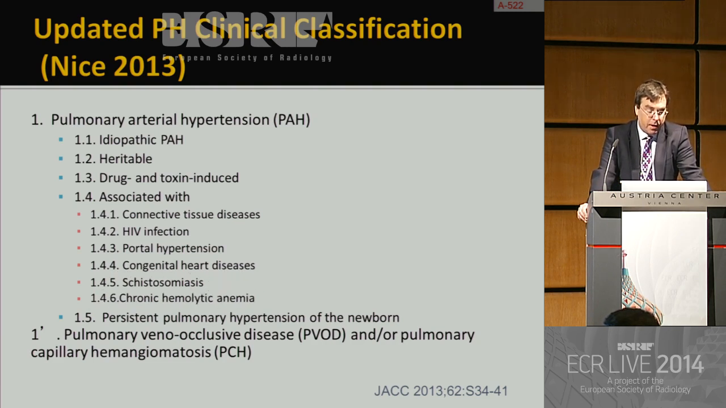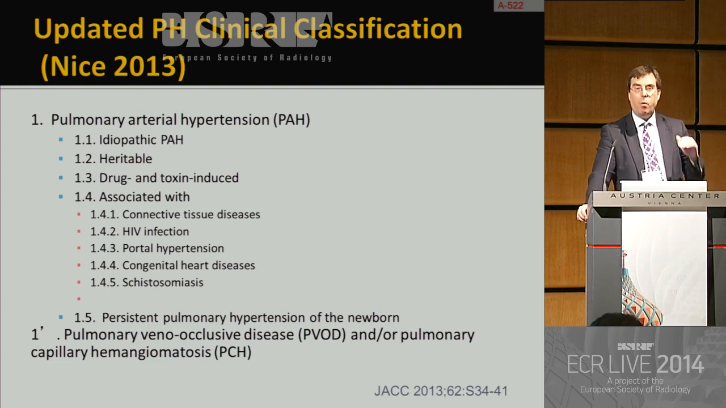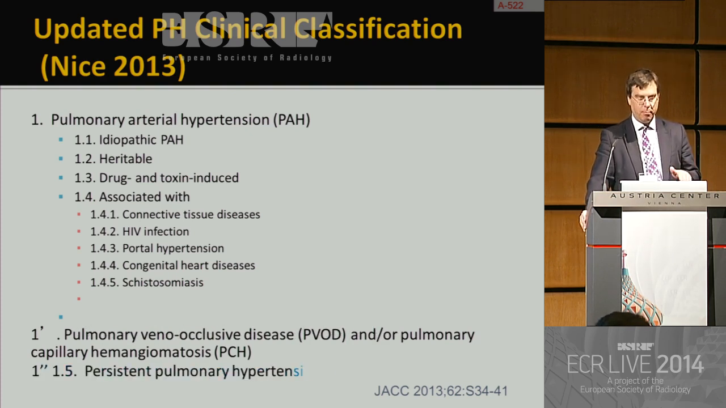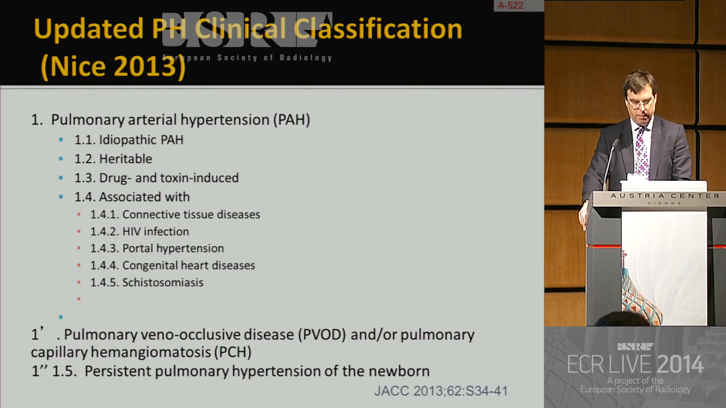Initially, chronic hemolytic anemias were in this group. They have since come out of this group, moved into group 5. Similarly, persistent pulmonary hypertension of the newborn used to be considered one of the causes of a small vessel arteriolar process. That's come out of that classification, but remained in the small vessel disease group of causes of pulmonary hypertension. So one double primed. Let's run through some of those.